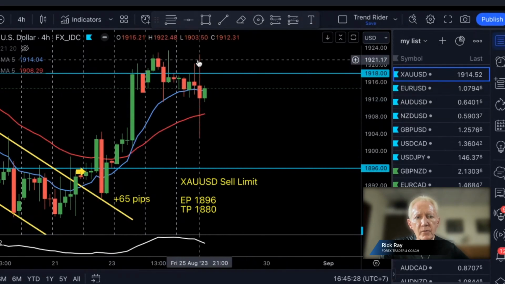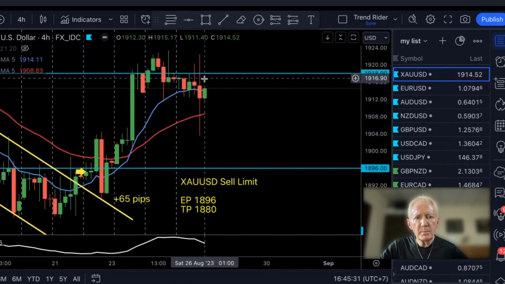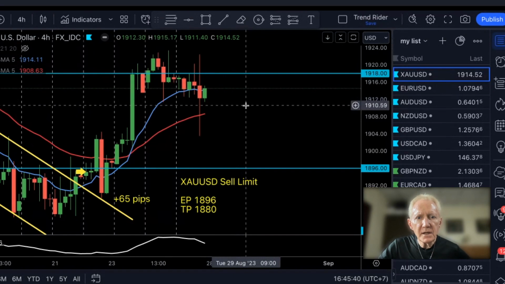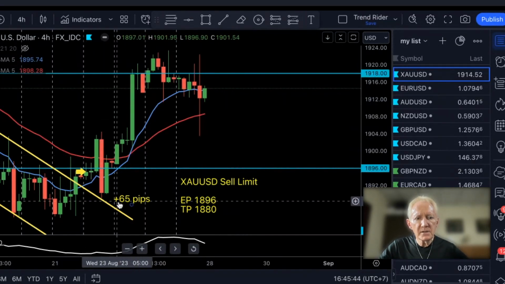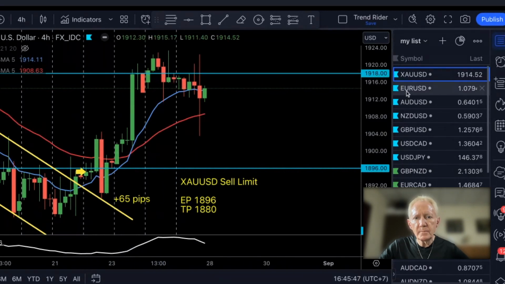And then this big 4-hour candle here with all of this low pin bar and high pin bar, this is where Jerome Powell was speaking. So on Friday, we closed the U.S. session at 1914.52. But we did manage early in the week to get 65 pips out of that sell limit that I shared with you on gold.